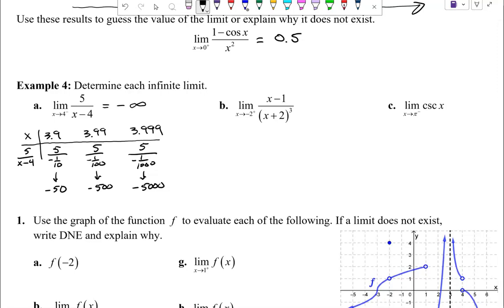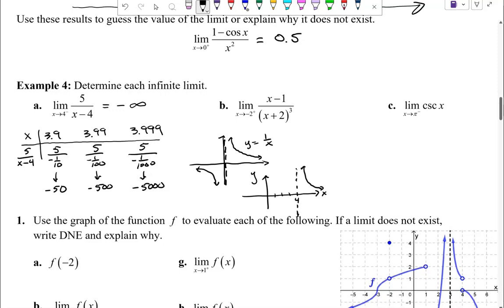We could have also looked at part A graphically. If we think about the function 1 over x, it looks like this, with a vertical asymptote here. Subtracting 4 from x is going to shift this function 4 units to the right, putting our vertical asymptote at x equals 4. And finally, multiplying by 5 will simply stretch this graph vertically by a factor of 5. And so you can see that as we approach 4 from below, our y values of these points are going towards negative infinity.